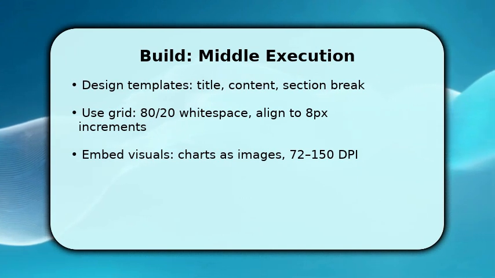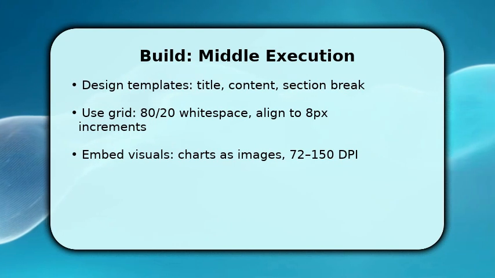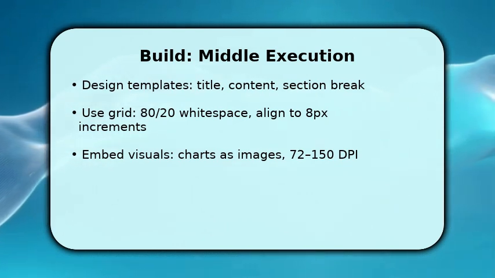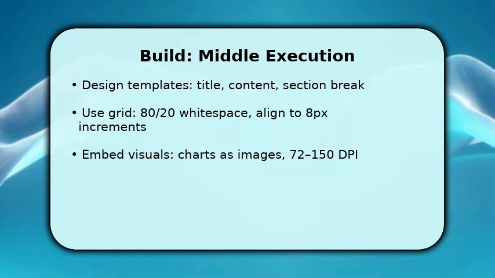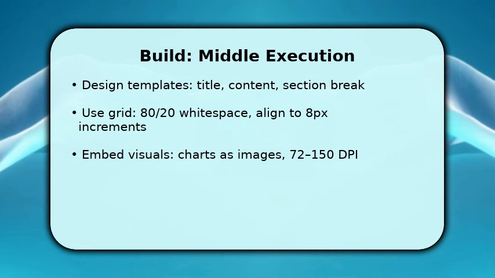visual harmony. Once templates are set, replace placeholder charts with clean PNGs or SVGs at 72/150 dpi so they render crisply across machines. Make sure to label axes and call out the key insight on each data slide.